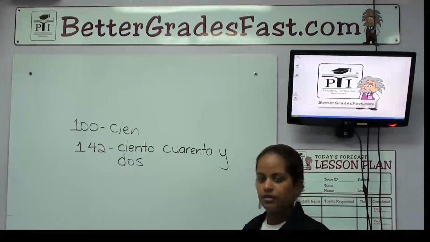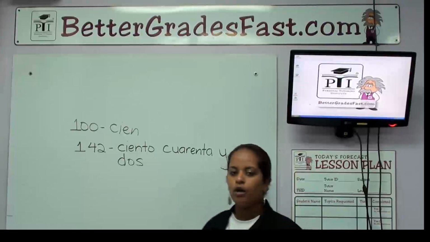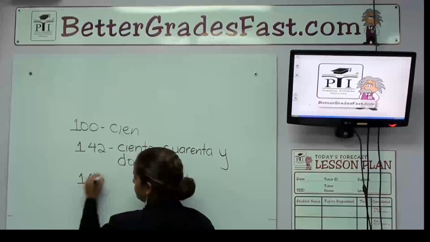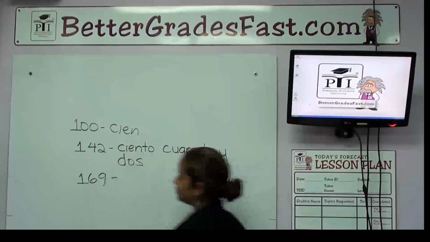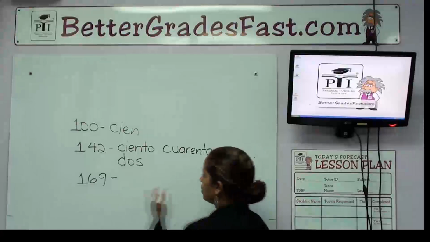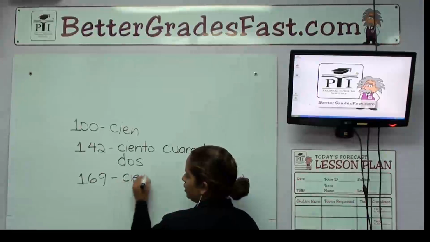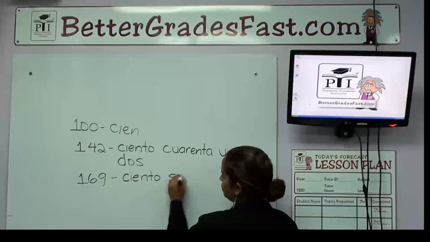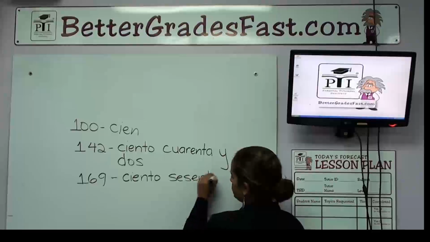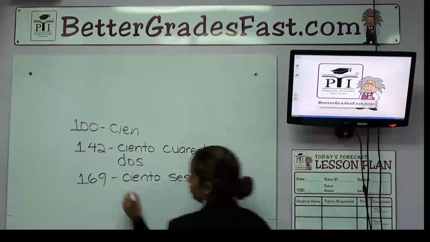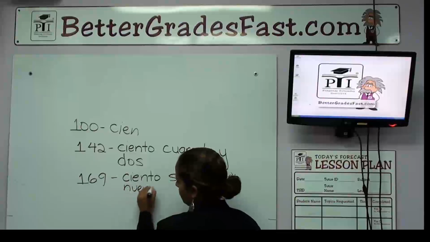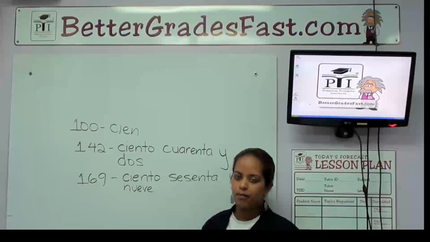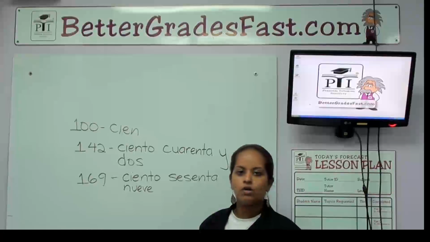Let's try another one of these. How would you say 169? The correct answer is 160, which is the word for 60, and 9, y 9. Once you understand this rule, you can form any number between 101 to 199.